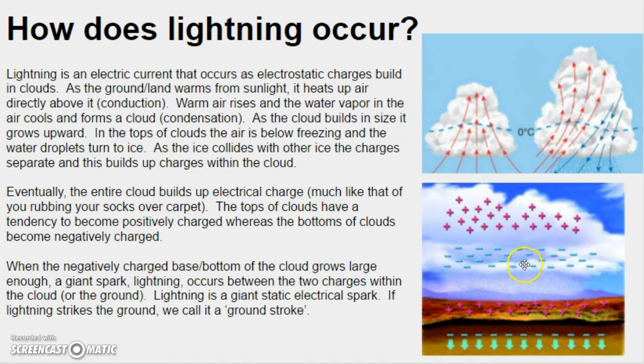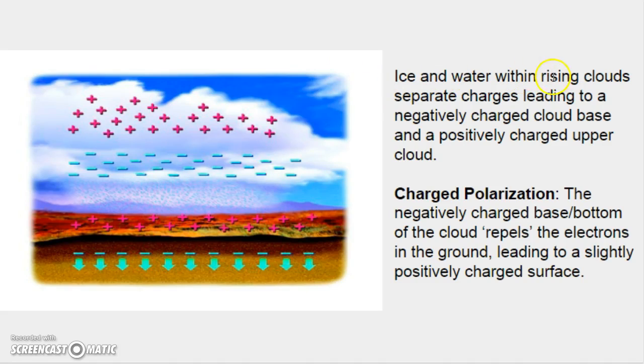The negatively charged base of the cloud is going to repel electrons in the ground, leaving this slight, temporarily positive surface. So in summary, ice and water within rising clouds separate charges, leading to a negatively charged cloud base and a positively charged upper cloud. Upper cloud positive, lower cloud or base of the cloud negative. And this is where we can view charge polarization. The negatively charged base repels these electrons.